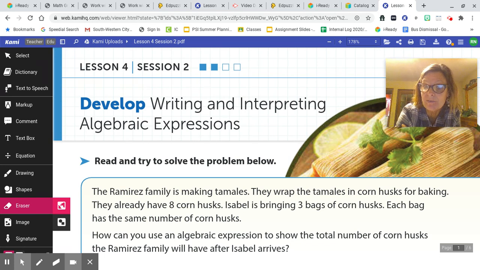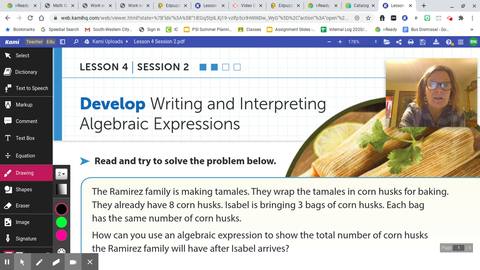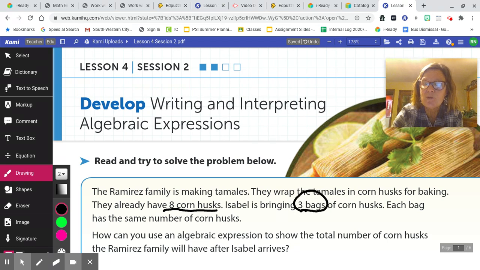after Isabel arrives? So I want you to think about what is it that we actually know. We know that they already have 8 corn husks. And we know that Isabel is bringing 3 bags of corn husks. Do we know how many corn husks are in each of those bags? We don't know, but we know each one has the same amount. Maybe there's 4, maybe there's 5. Whatever it is, it's the same in each of the 3 bags. But that is our unknown. We don't know how many are in that bag, but we know they have the same amount.